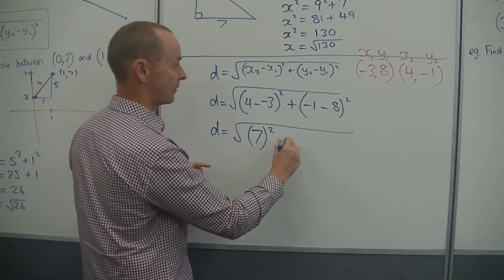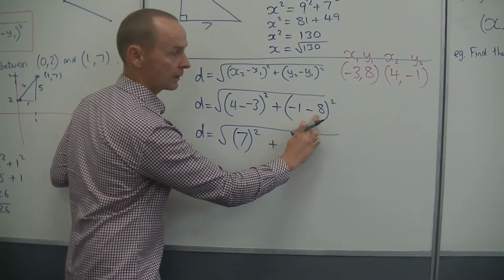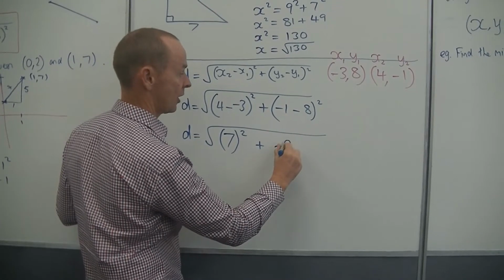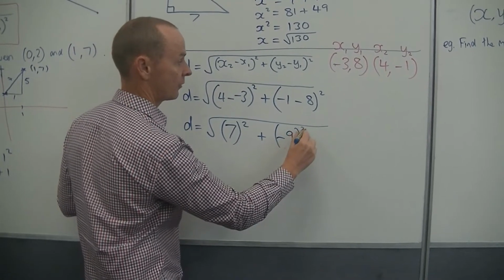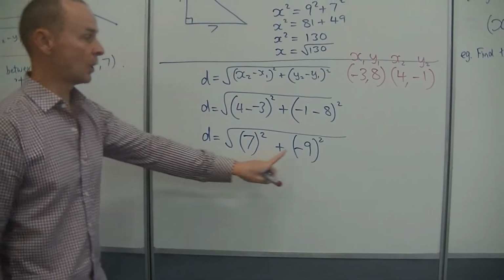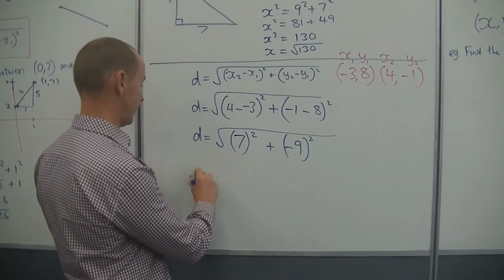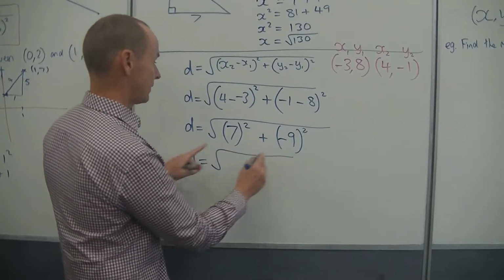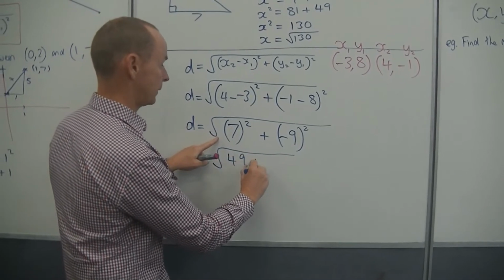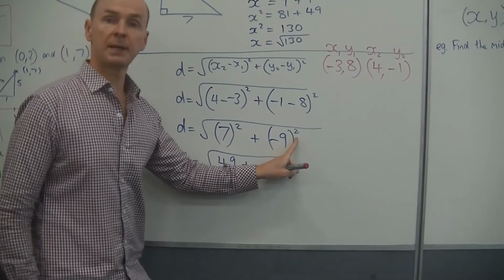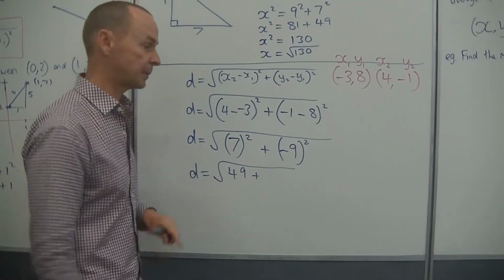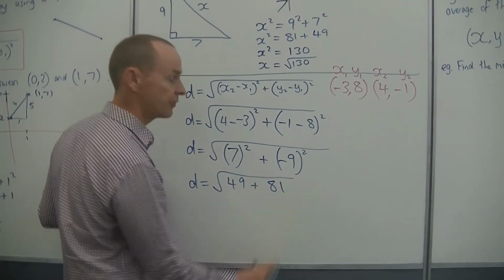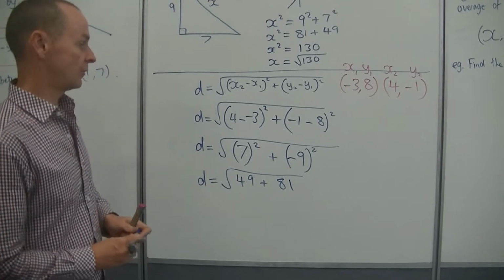I'll put that in brackets. Plus minus 1 minus another 8 is minus 9. So we've got minus 9 squared. And minus 9 squared, by the way, I will do it on the next line. So we've got 7 squared is 49, plus minus 9 squared means minus 9 times minus 9, which is plus 81. It's a positive answer. So you've got to be careful with that.